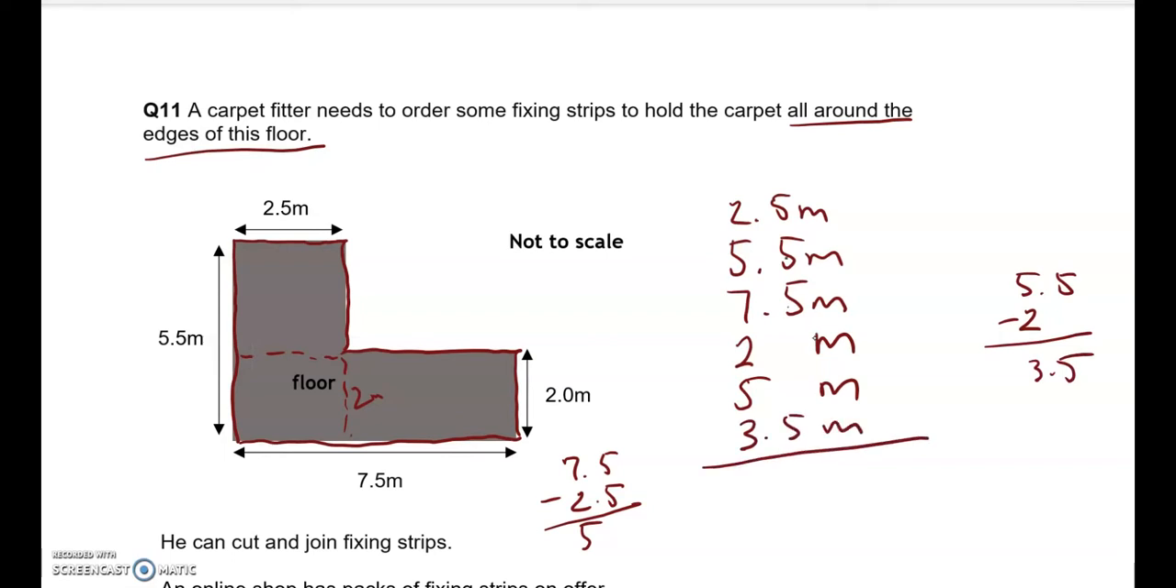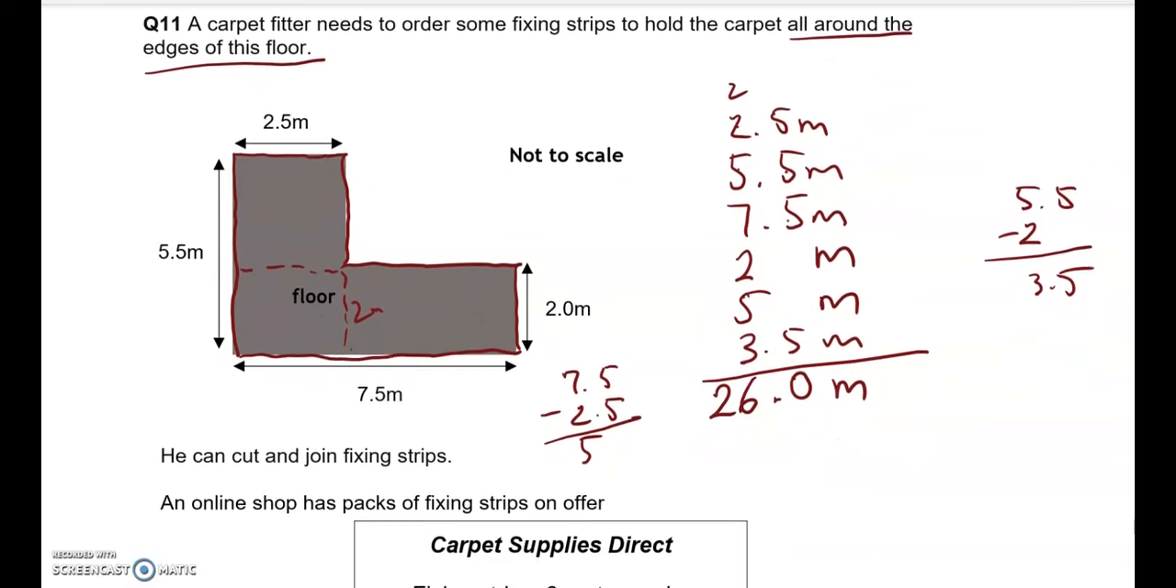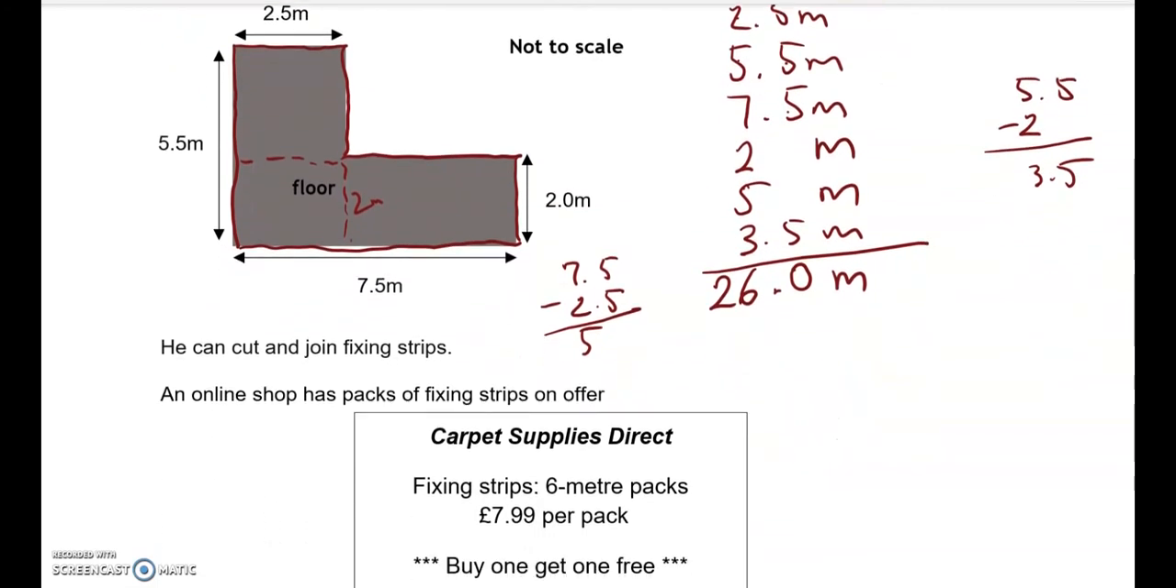So 5 and 5 and 5 and 5, that is 20. So 0 down, 2 carried over. 2 and 2 is 4, and 5 is 9, and 7 is 16, and 2 is 18, and 5, 23, and 3, 26. So 26 meters in total. So they need 26 meters.